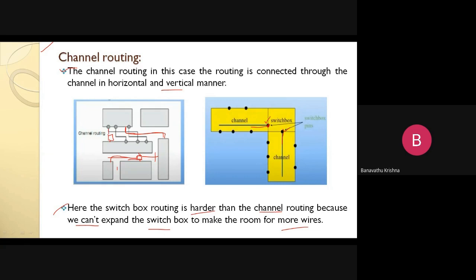This is one connection, this is one connection, this is one connection. But coming to channel routing, you make one connection here, the other connection, and this is the third connection. Different wiring connections are going to be made from this module to this channel. But coming to the switch box, it is very hard. We can't expand a switch box to make room for more wires. So this is the way of channel routing for the routing connections.